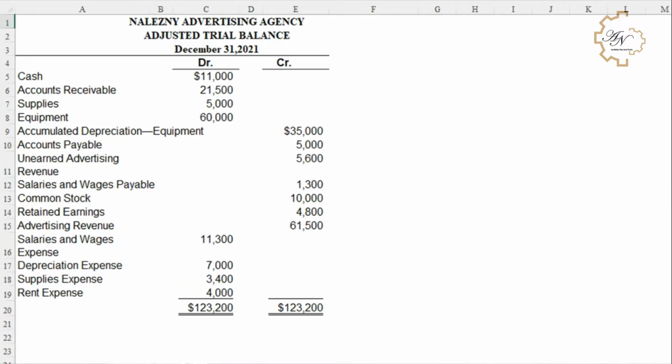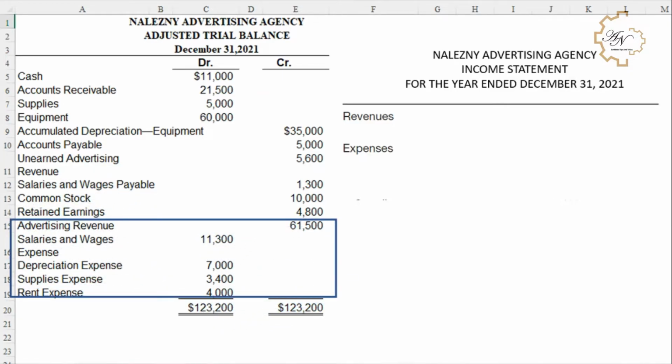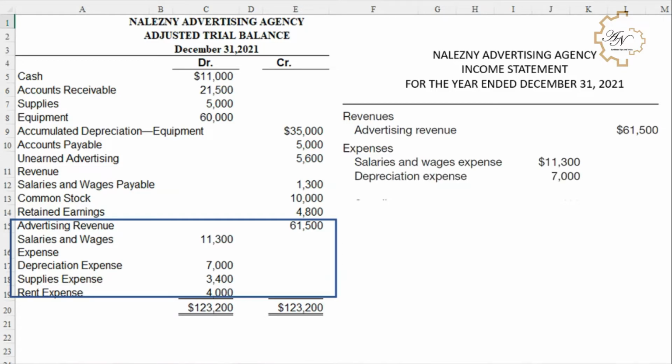Here we have an adjusted trial balance for Nalizy Advertising Agency on December 31. And we have to prepare the income statement and the balance sheet for this corporation. Here we can see all revenue and expense accounts. They will be transferred into the income statement. The first is advertising revenue, and the expenses: salaries and wages expense, depreciation expense, supplies expense, and rent expense. After deducting expenses from revenue, we get net income.